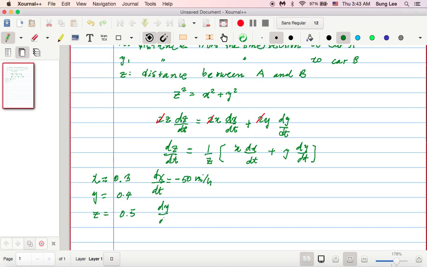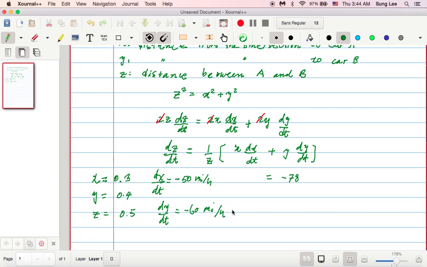dy by dt, that's negative 60 miles per hour. Okay, so now we have all the quantities we need to calculate this. Just putting those values in, we will have the following value. So this is going to be negative 78, negative 78.